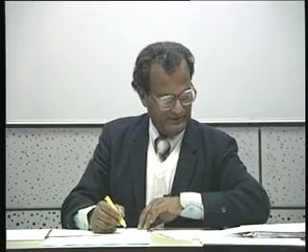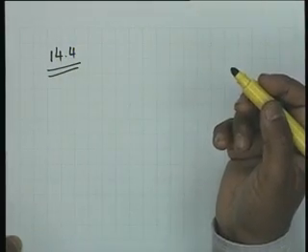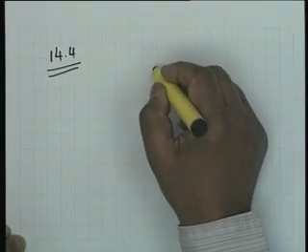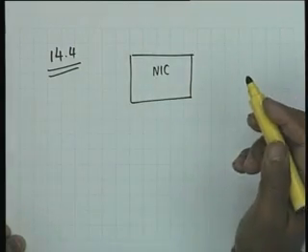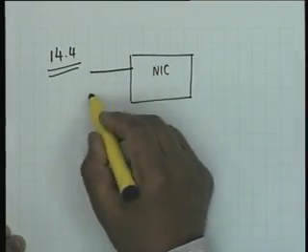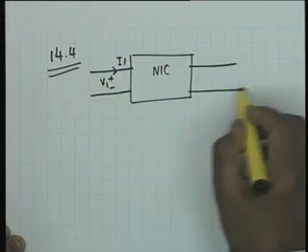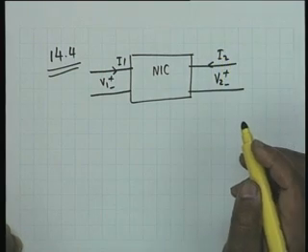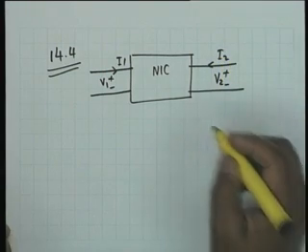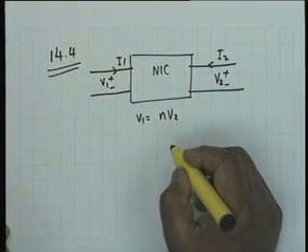That is a negative impedance converter. That is, we have a two-port NIC in which V1, I1, V2, I2, and the NIC is defined by V1 equal to N V2, I1 equal to 1 by N I2.